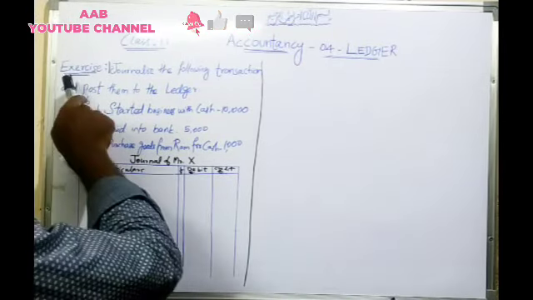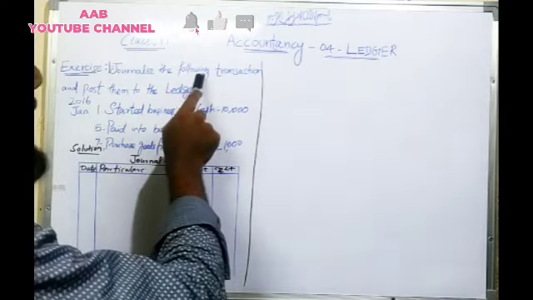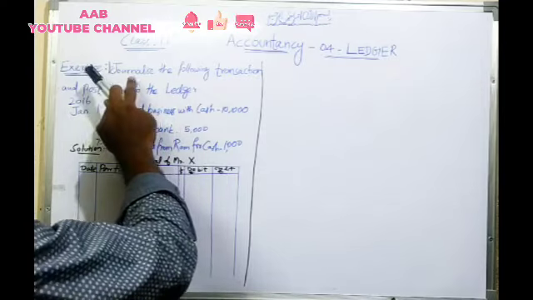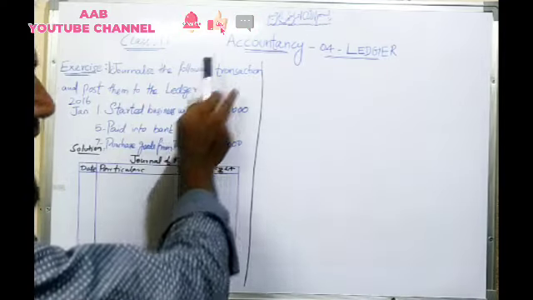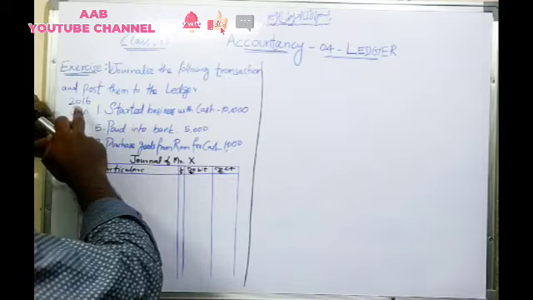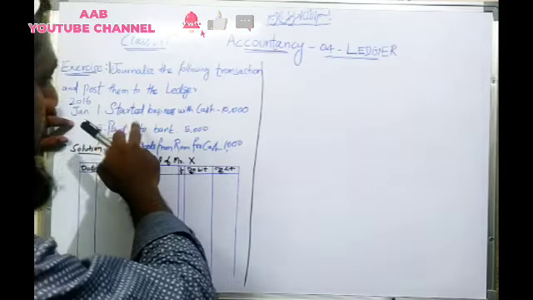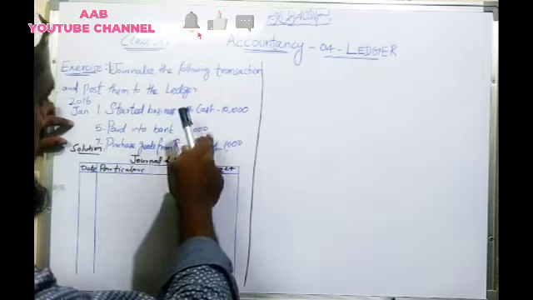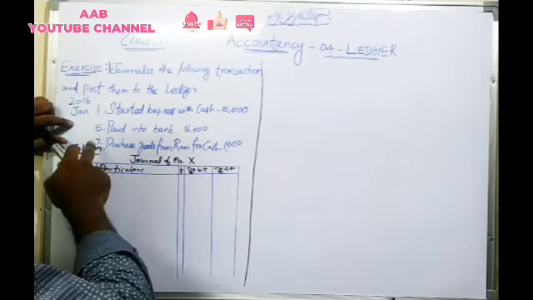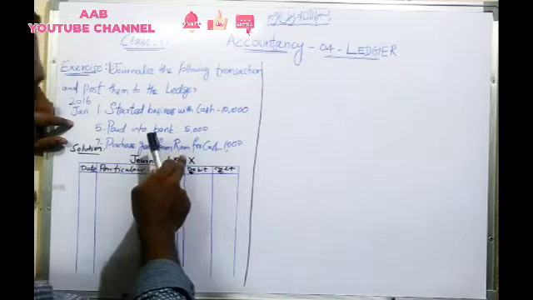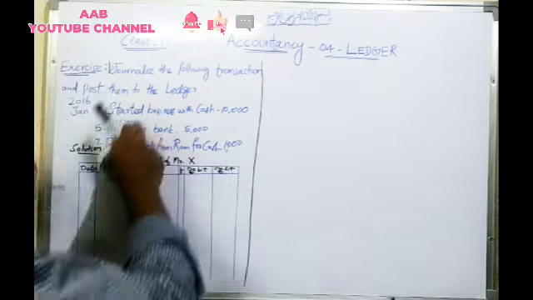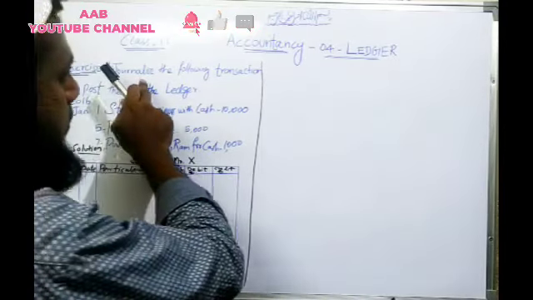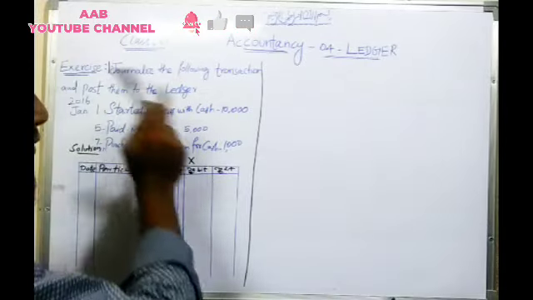Exercise number 1: journalize the following transactions and post them to the ledger. There are 3 transactions given. 2016 January 1st, started business with cash 10,000. Date 5, paid into bank 5,000. And date 7, purchased goods from Ram for cash 1,000 rupees. You have to maintain the journal and post into the ledger.